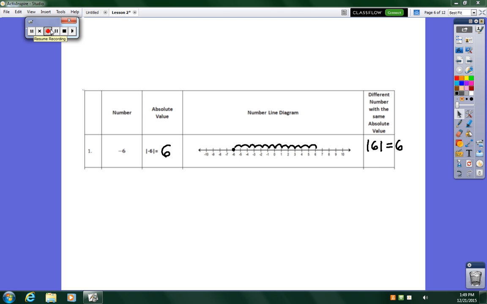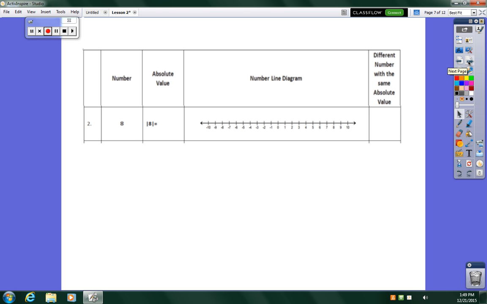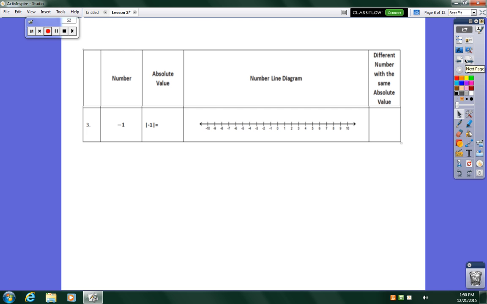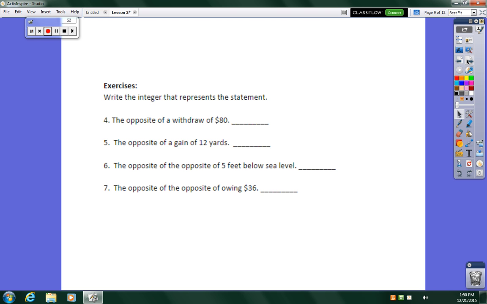Now I'm going to have you do examples just like this one, but on your own. Okay, so number 2, your number is 8. What's the absolute value of 8? And what's a different number with the same absolute value? Number 3, our number is negative 1. We're going to find the absolute value of negative 1. And please also find a different number with the same absolute value.